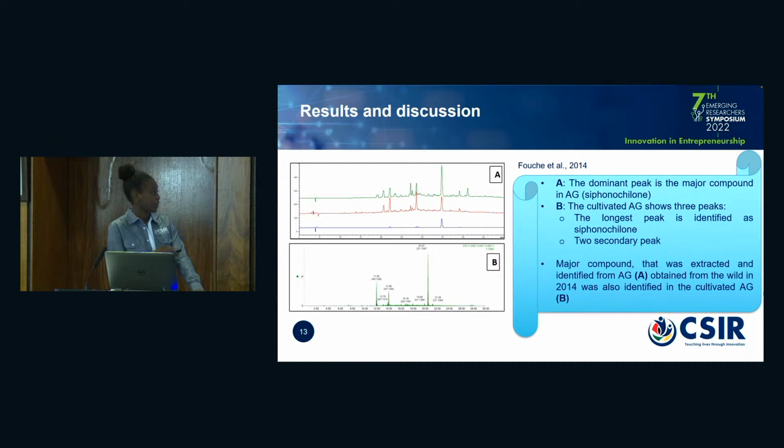We compared it with the chromatogram that we got from the cultivated African ginger. We also identified a similar large peak, which was also identified as siphonochelone, the major chemical compound. 2 other secondary peaks were identified. In this, the observation was that the major chemical compound that was demonstrated and proven to treat asthma in 2014 from the wild harvested African ginger was also obtained from the cultivated African ginger.